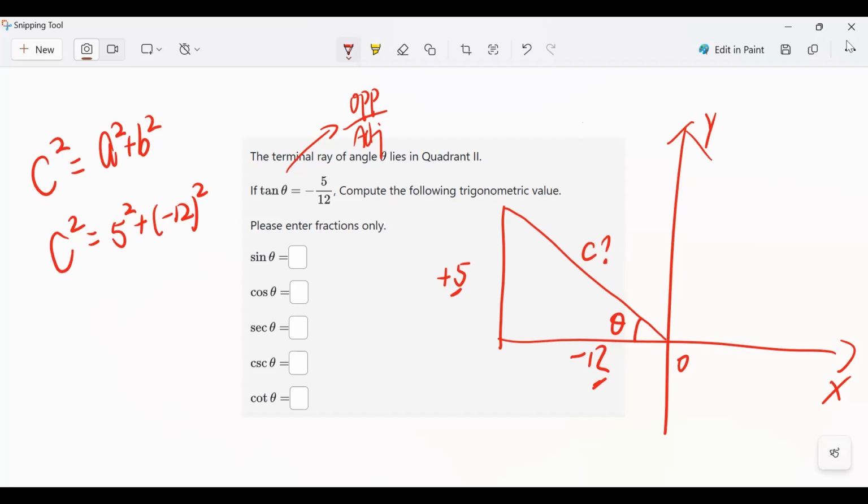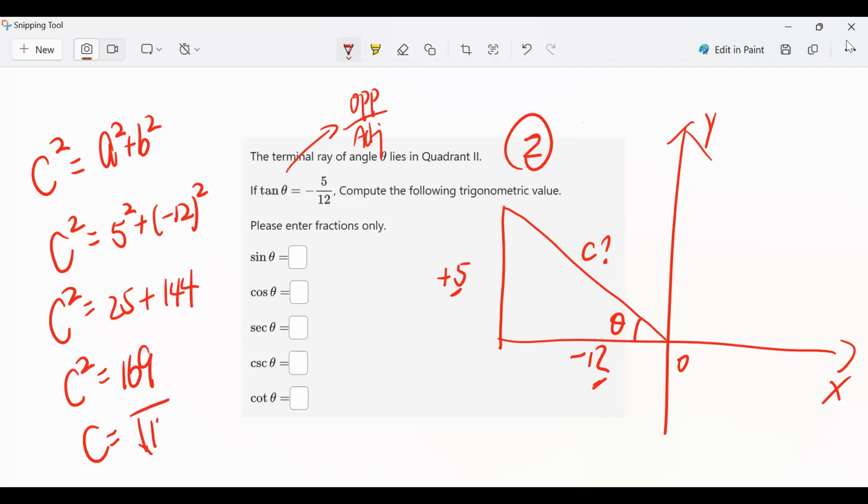So based on the Cartesian system, in quadrant 2, the y value is always positive, right? The x value is always negative. So c squared equals 25 plus 144, which makes 169. So c equals the square root of 169.